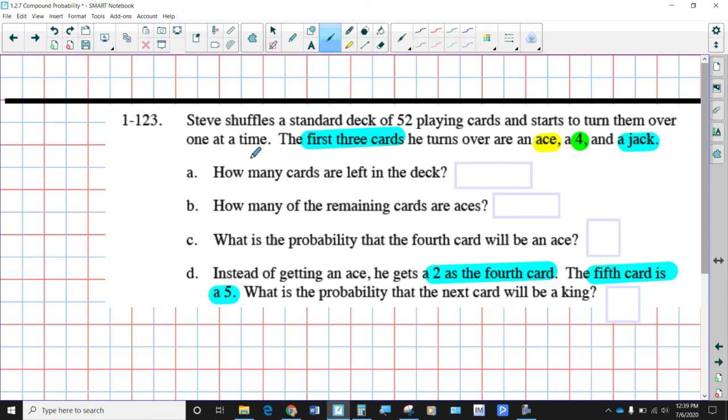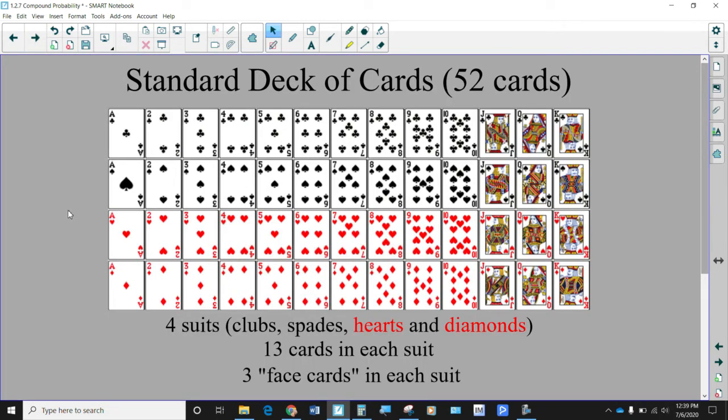If you don't play cards very often, we're going to review the standard deck on the next page. So Steve shuffles a standard deck of 52 playing cards and starts to turn them over one at a time. So what is a standard deck of 52 cards? Please, you don't have to worry about copying all of this down. You can just look at it, and you can reference this information.